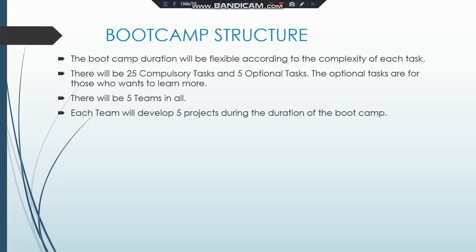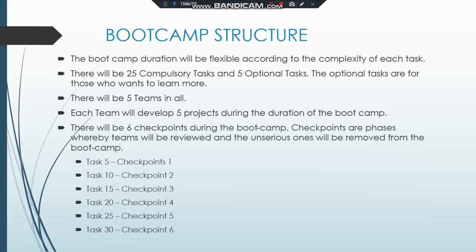Just understand that whatever team you belong to and whatever number of teams there are, each team will develop 5 projects that are centered around the tasks themselves and the course content and structures. So there will be 6 checkpoints during the bootcamp, and checkpoints are phases whereby teams will be reviewed and the unserious ones will be removed from the bootcamp. So there will be 6 checkpoints. There will be a checkpoint at task 5, 10, 15, 20, 25 and 30. So those are the 6 checkpoints that there will be at this bootcamp.